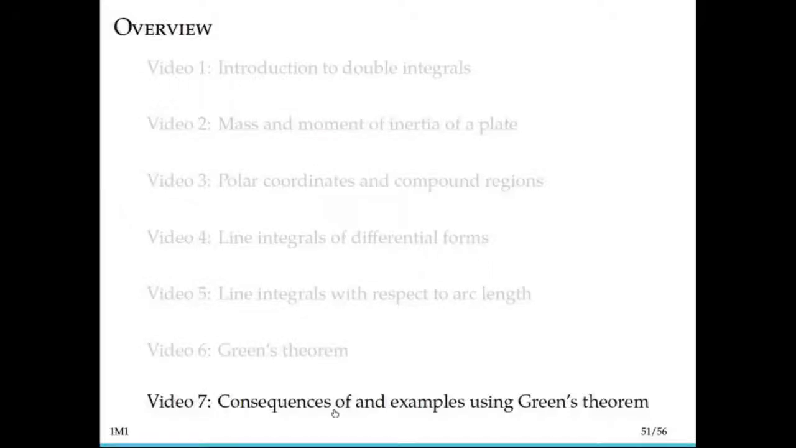Hello, welcome to the final video in this section. In this video, I'll be discussing some consequences of and further examples using Green's theorem.